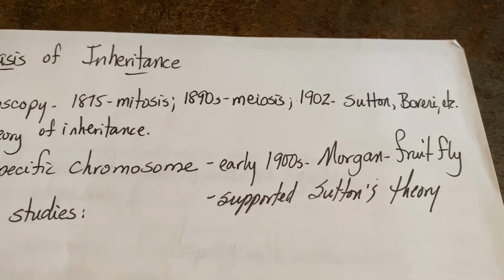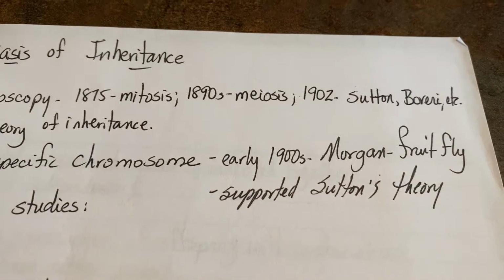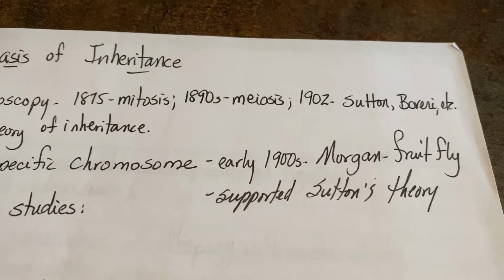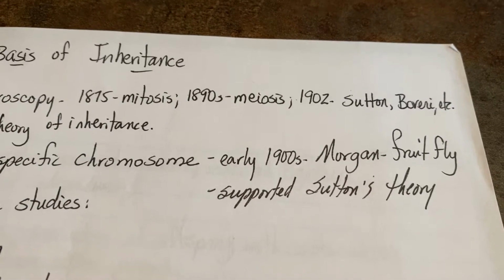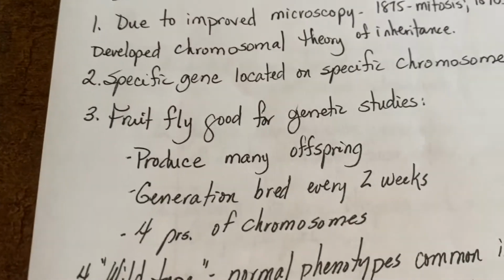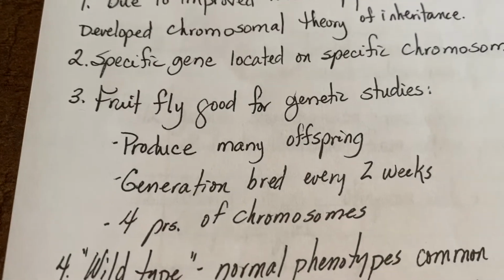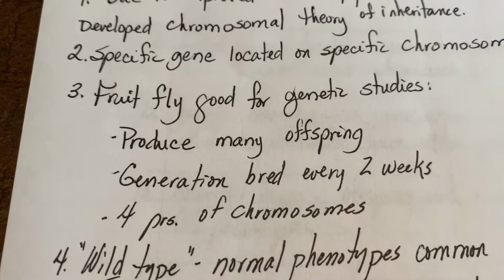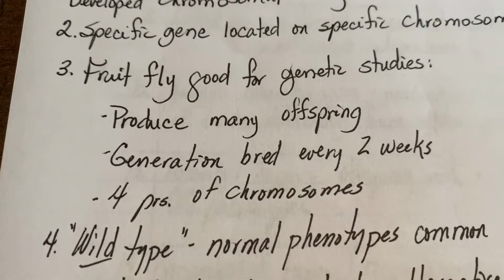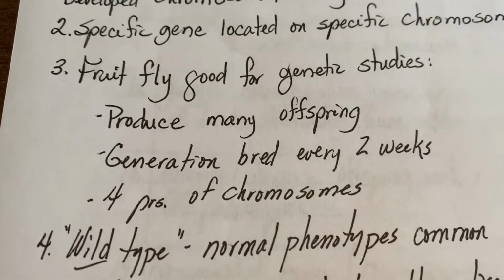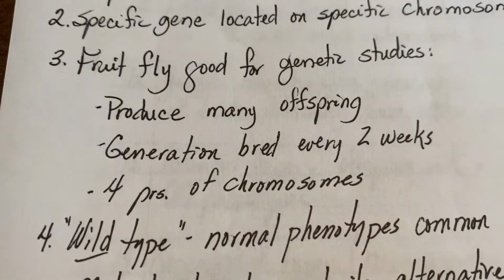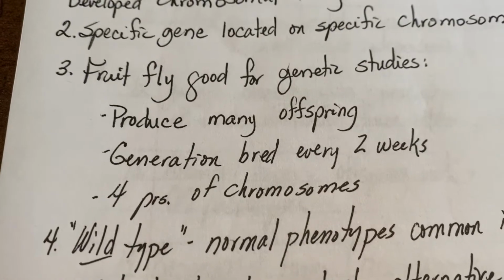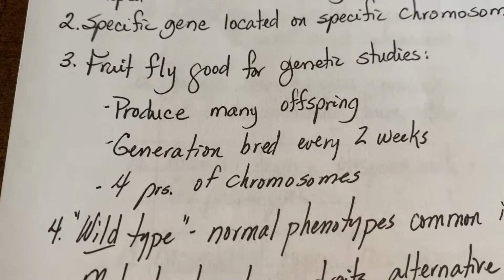And what they said was specific genes are located on specific chromosomes. And this theory of Sutton's was supported by work that Morgan did in the early 1900s with the fruit fly. Now the fruit fly is really good for genetic studies because they produce many offspring. They have a generation time very quickly, every 2 weeks, and they only have 4 pairs of chromosomes, so it's not quite as complicated to study.